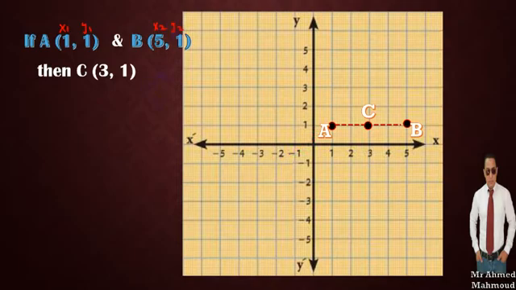Okay, now there is a relation between A, B and C, the midpoint here. There is a relation between the x coordinate and the y coordinate. Because the 3 points are horizontal, all of them are opposite to 1. So the y coordinate is stable: 1, 1 and 1 like this. But the x coordinates are different. Here x1 is 1, x2 is 5, and x of C is 3.